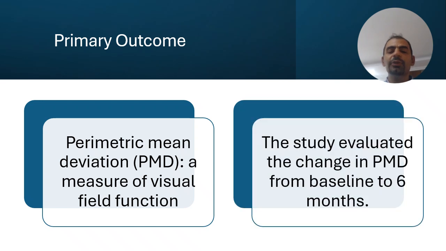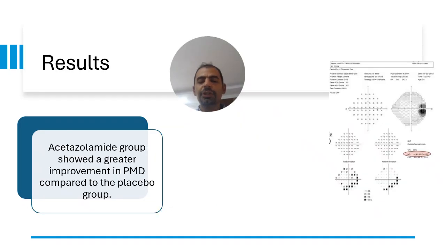The study evaluated the changes in the perimetric mean deviation from baseline during a 6-month period. The mean deviation is reported in the perimetry printout. It represents the deviation of this particular patient from a similar person of the same gender and age, and it's a global indicator of the change of the visual field.